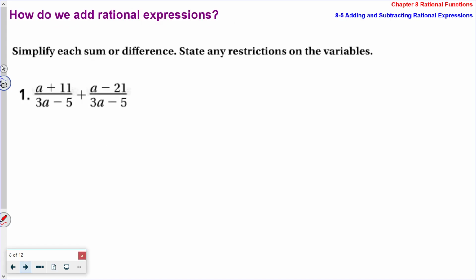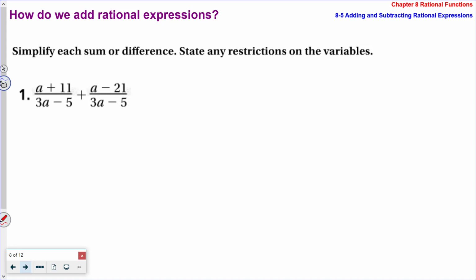So now let's get to the lesson. Adding and subtracting rational expressions. From the do now, when you add fractions, what's the goal? The goal is to get a common denominator. Do we have a common denominator, Brian? We do. If we have a common denominator, what should we do after that? Add the numerators. Exactly, exactly.